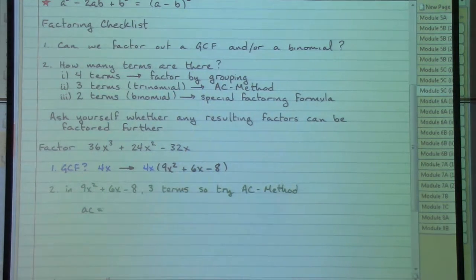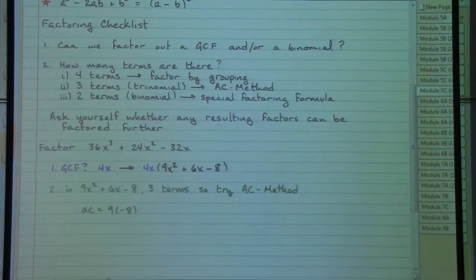The A is the number from our squared term out at the front, and the C is the number at the end, and it is just a plain old number in this case, so a negative 8. That means that we've got a negative 72. We need 2 numbers that will multiply together to give us a negative 72, but will add up to give us our middle number of 6.